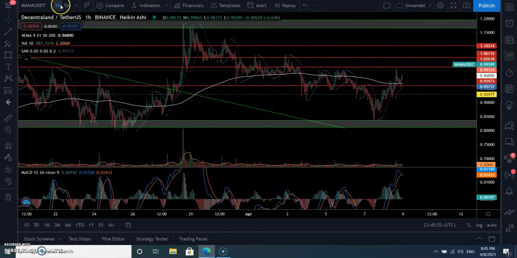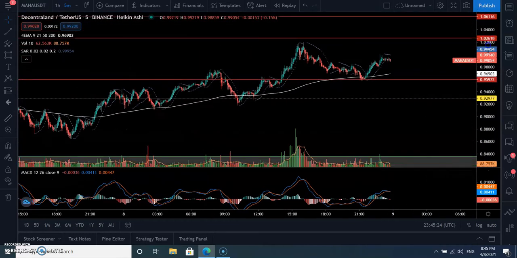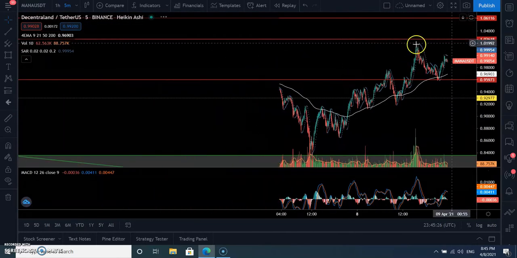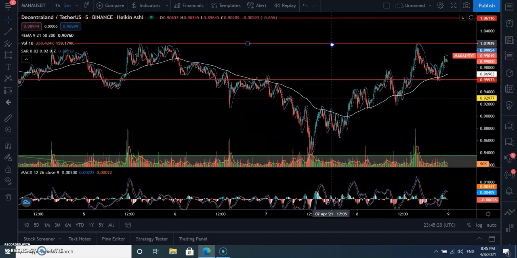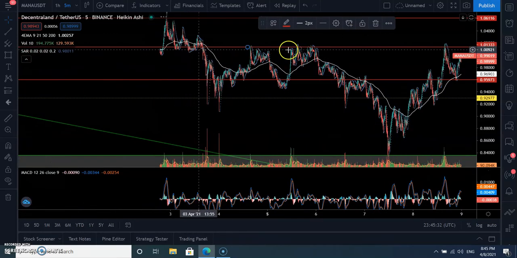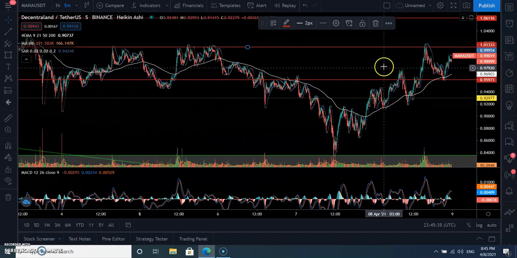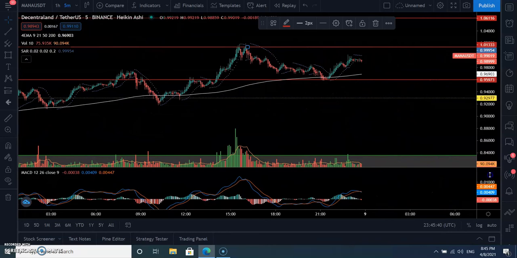Okay, back to the 5 minute. Okay, this one didn't reach the target here, obviously, but there's some resistance here actually. I think that would have been a better area. You can even use the 5 minute to look for that. There's a lot of action right here. So yeah, this would have been a decent one as well.